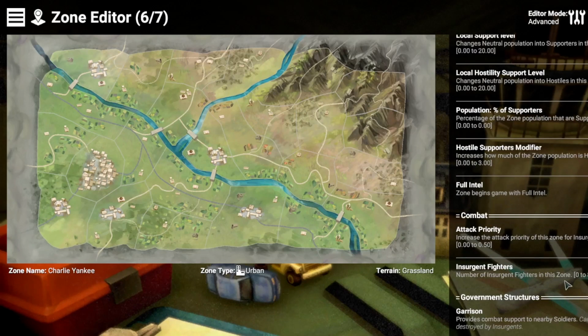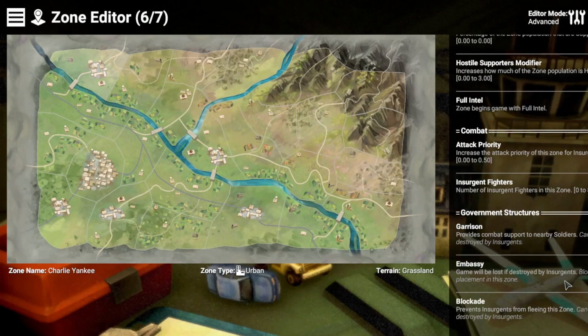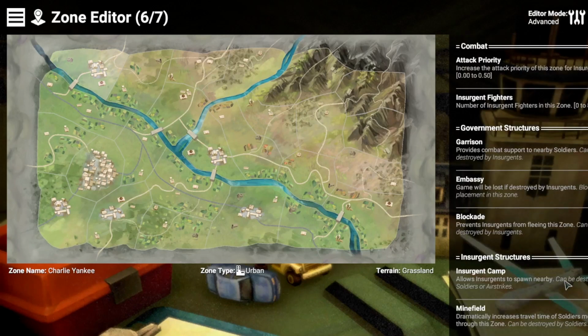Population percentage of supporters. Starting supporters. Setting this value above 0.3 will most likely stabilize the zone at the start. Hostile. Attack priority. Higher value, more likely insurgents attack the zone. Decrease the value to reduce the chance of insurgents attacking the zone. Insurgent fighters. As insurgents in the zone at the start of the game. However, they can attack without the insurgency rumor event. Structures, most self-explanatory.